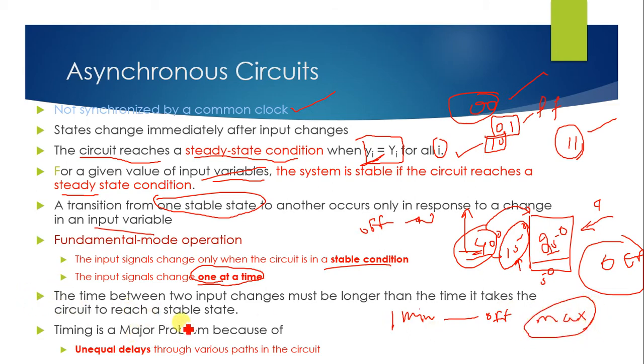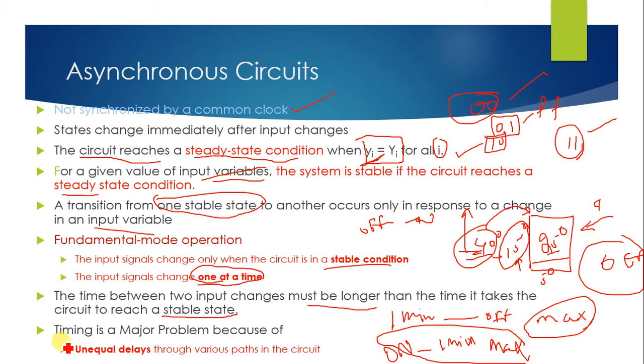So the time between two input changes must be longer than that for the circuit to reach the stable state. You switched on a fan, you have to wait for 1 minute in order to get maximum speed. If you switch off within 1 minute, it will never reach the maximum speed. That is what the stable condition is. Maximum speed is the stable condition.